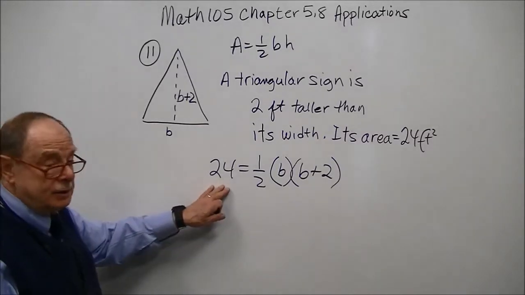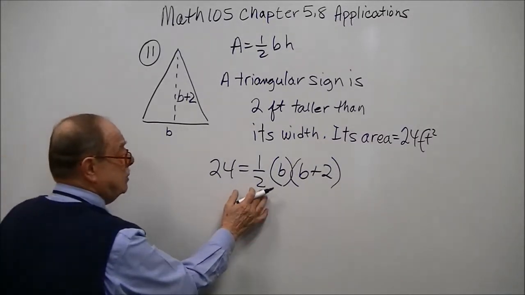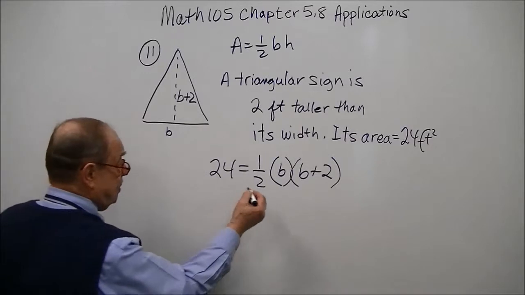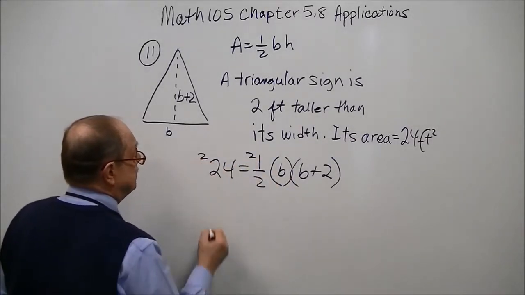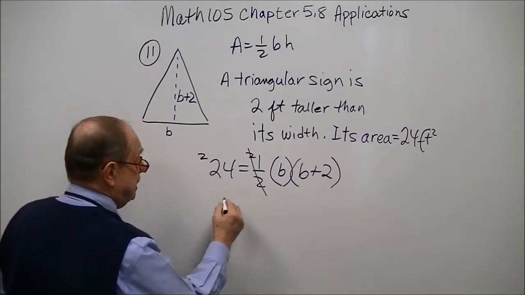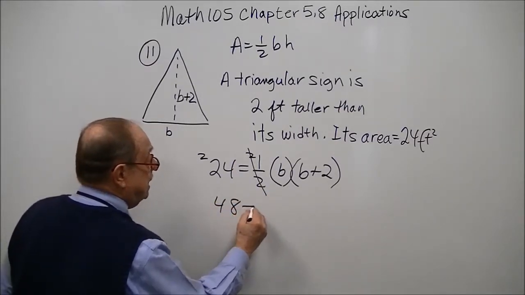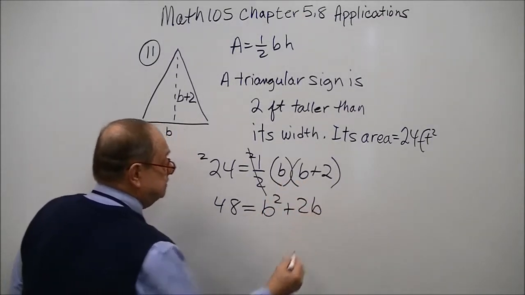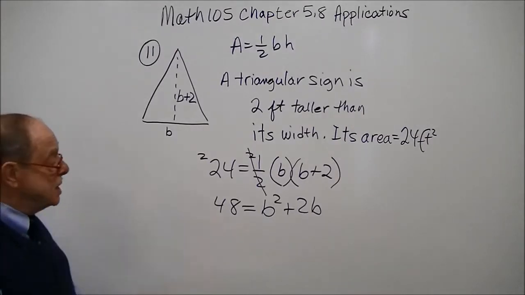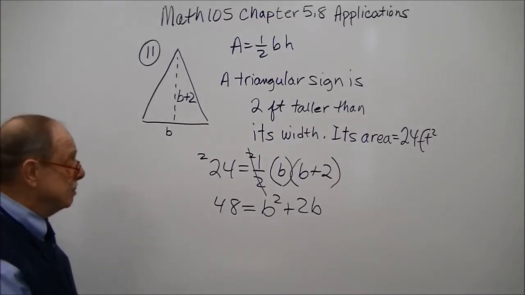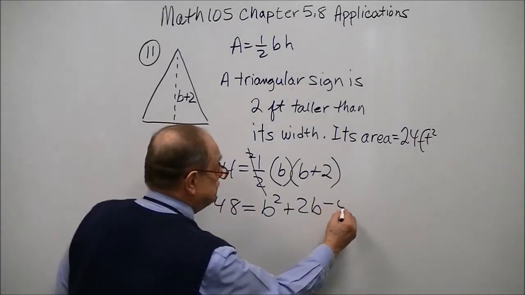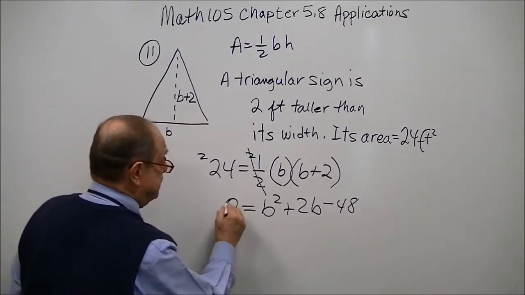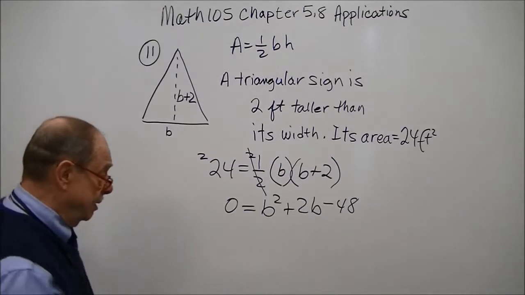Now we're back to an earlier chapter where we are getting rid of a fraction. So how do we get rid of that 2? Well, we just multiply both sides by 2. So here the 2's cancel out, and now we have 48 equals b squared plus 2b. That's a quadratic equation. How do we solve it? By putting it in standard form. This is now 0. And the method to solve is to factor it.